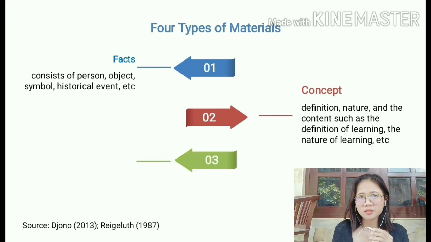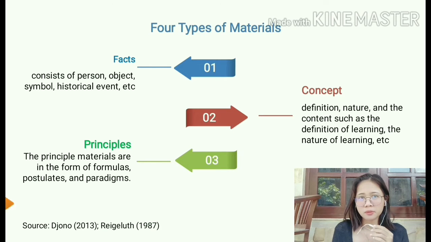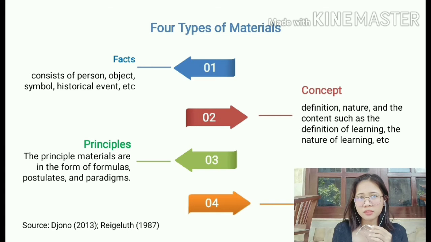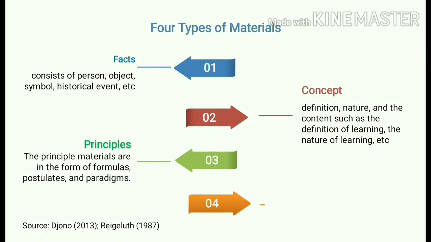The second type is concepts. The material of concept are in the form of definition, nature, and the content, such as the definition of learning and the nature of learning. The third type is principle. The principal materials are in the form of formula, postulates, and paradigms. For examples, the formula of simple present tense.